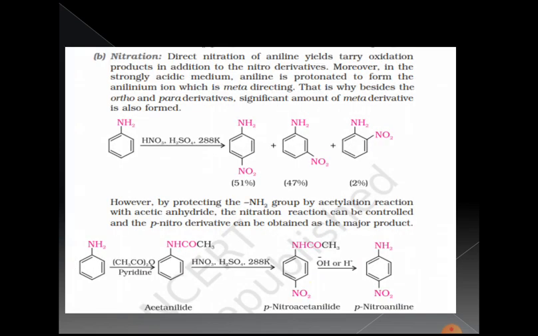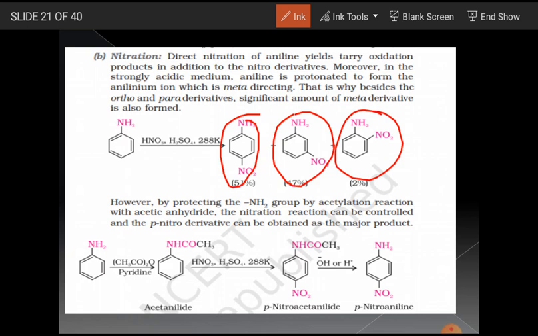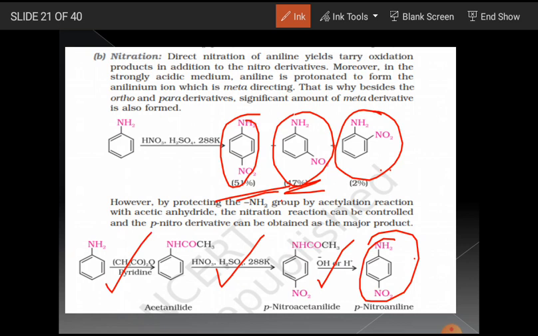Let us now talk about nitration. Now what happens in nitration? In nitration also we get a mixture of products. We get para, ortho and meta also, right? But here ortho is minimum, just 2%. Meta is 47 and para is 51, right? So if we need to get para only, here also we have to first treat it with (CH3CO)2O, and then we have to carry out the nitration, and then we have to carry out the hydrolysis. We will be getting para-nitroaniline alone.